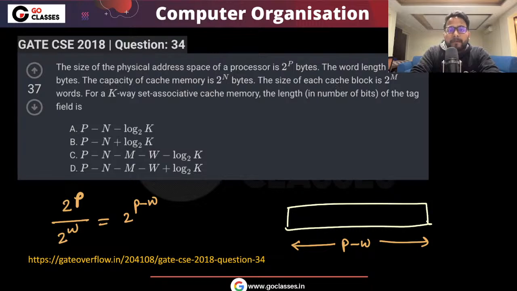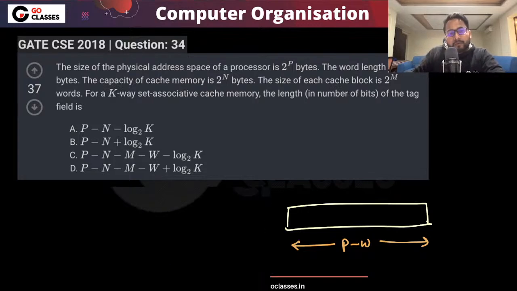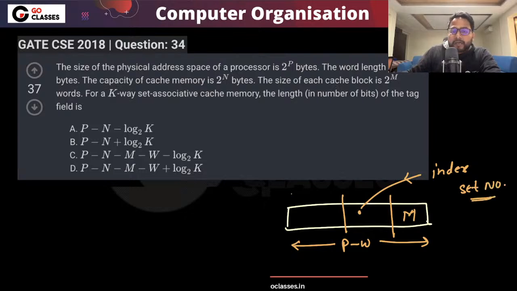Now what they are saying next, the capacity of the cache memory is 2 power n bytes. Cache memory is 2 power n, that is fine. The size of the cache block is m words. So cache block size is 2 power m words, which means m you will be keeping here, right? Now this will be your index. This is k-way set associative anyway. So this is your index, or you can say set number. Okay. This is your tag. What they're asking is tag bits. Okay, they're asking for the length of the tag bits.